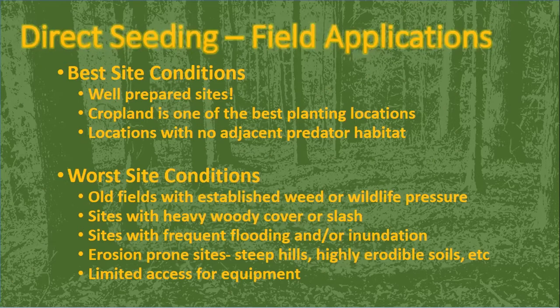Locations with no adjacent predator habitat. And by predator, it's getting a little confusing how I'm using the term, but I mean predator of our plants: the herbivores, so the mice, the voles, the squirrels, the deer. Locations that don't really have that adjacent habitat are great sites for this. Some of the worst sites are old fields with established weed and wildlife pressure. If there's already a vole population there, if there's already turf grass in place that's going to be difficult to control, those are some of the problem sites. Sites with a lot of heavy woody cover or slash.